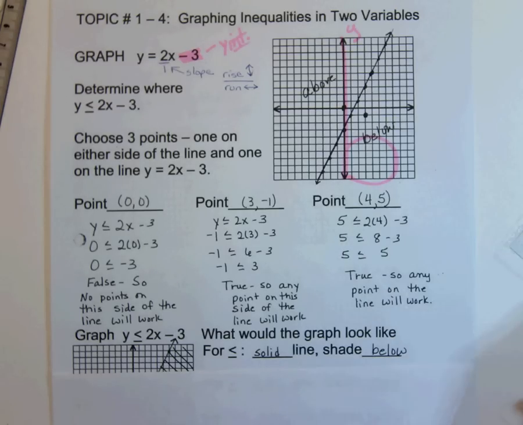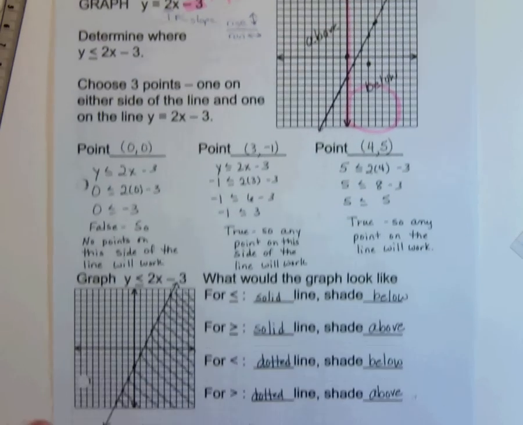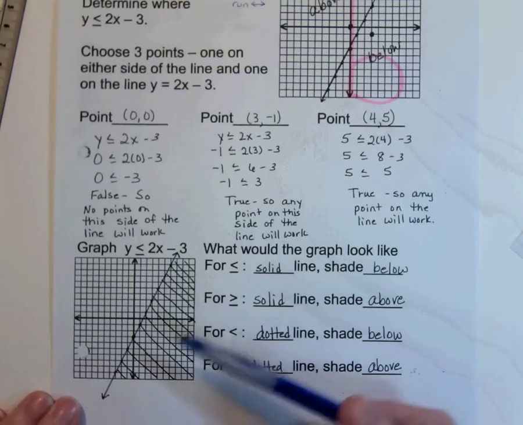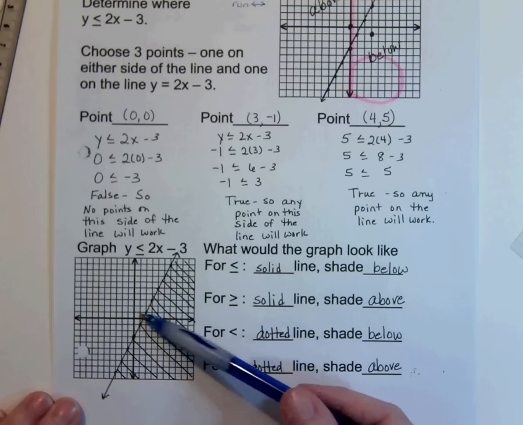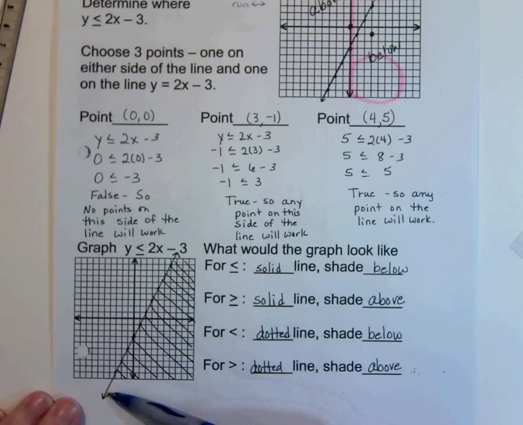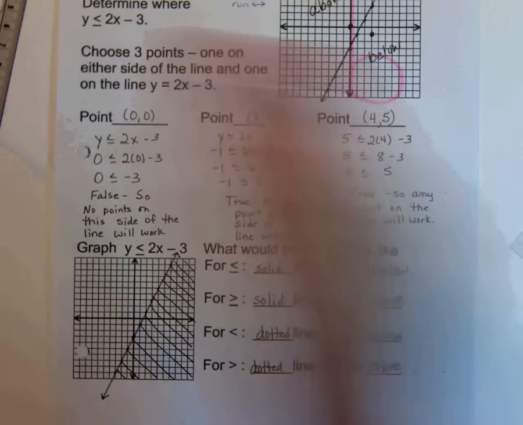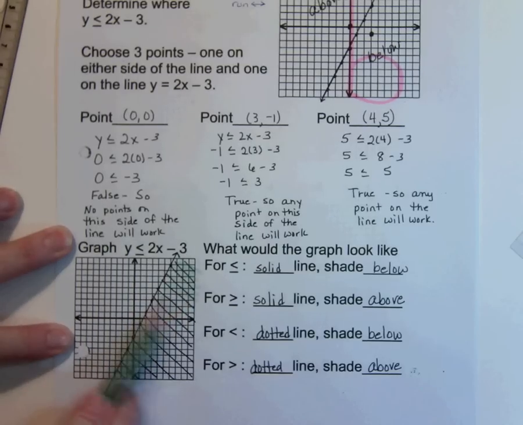But do know that if it's a less than, you're reading from this variable. If it's a less than, then you're actually going to shade below the line. So again, they graphed the exact same one here. Starting at a -3, up 2 over 1, up 2 over 1. Draw your solid line through the whole coordinate plane, and then take your pencil, I'm going to use green, and you're going to shade below.